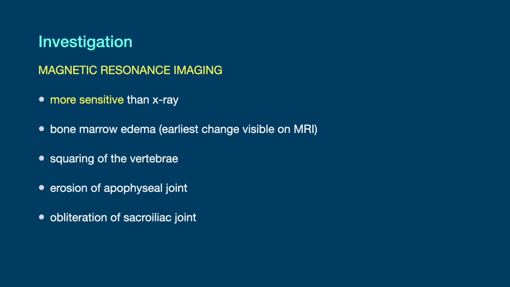Ankylosing spondylitis can also be diagnosed using MRIs. There is typically erosion and narrowing of the joint space earlier on, and the joint fusion happens later. MRI is more sensitive than an X-ray, and it's the best method for early detection. So what are the findings that you'd expect to see on an MRI? This will include bone marrow edema, which is the earliest change visible on MRI, squaring of the vertebrae, erosion of the apophyseal joint, and obliteration of the sacroiliac joint.